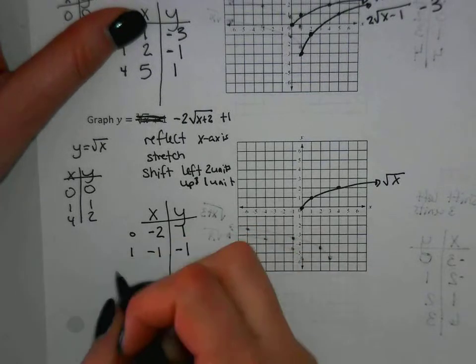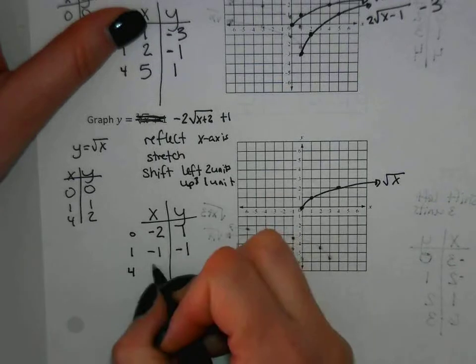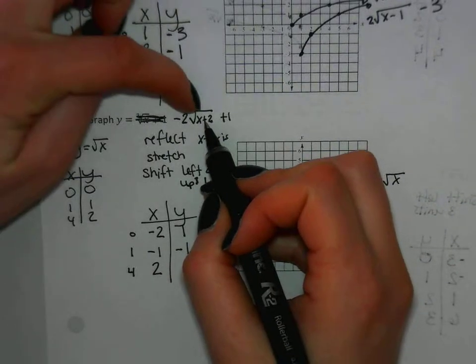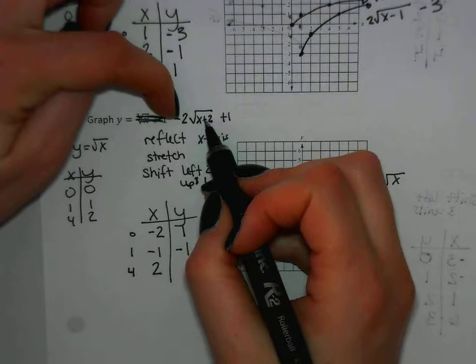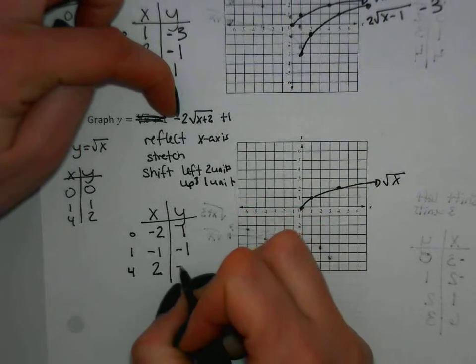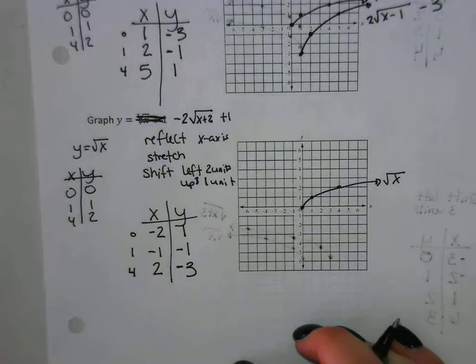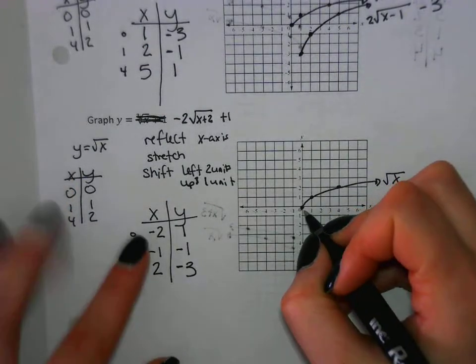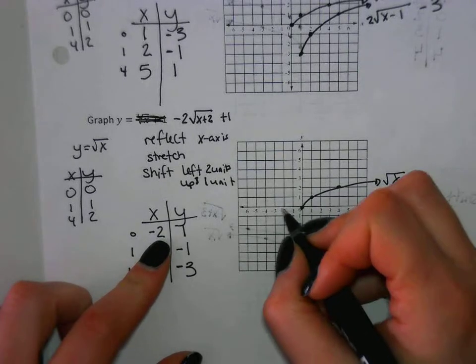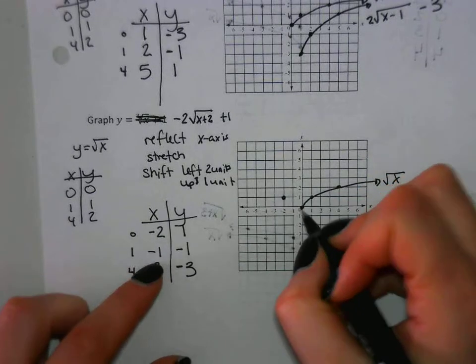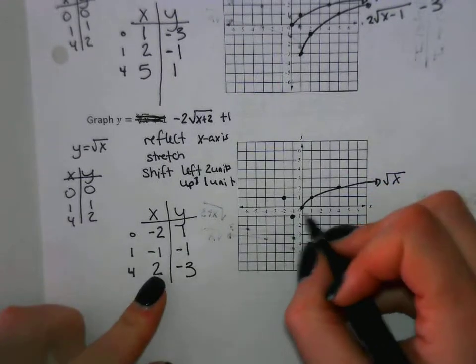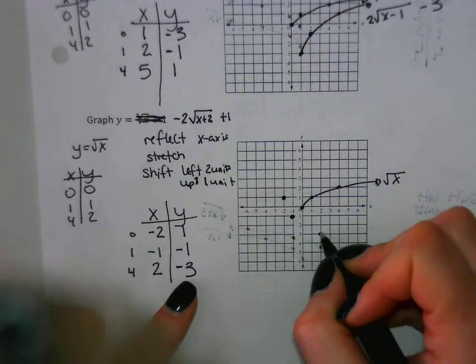And then we want our radicand to be 4. So if x is 2, 2 plus 2 is 4, the square root of 4 is 2. Negative 2 times 2 is a negative 4, and negative 4 plus 1 is a negative 3. So let's graph that one. So we have (-2, 1), (-1, -1), and (2, -3).